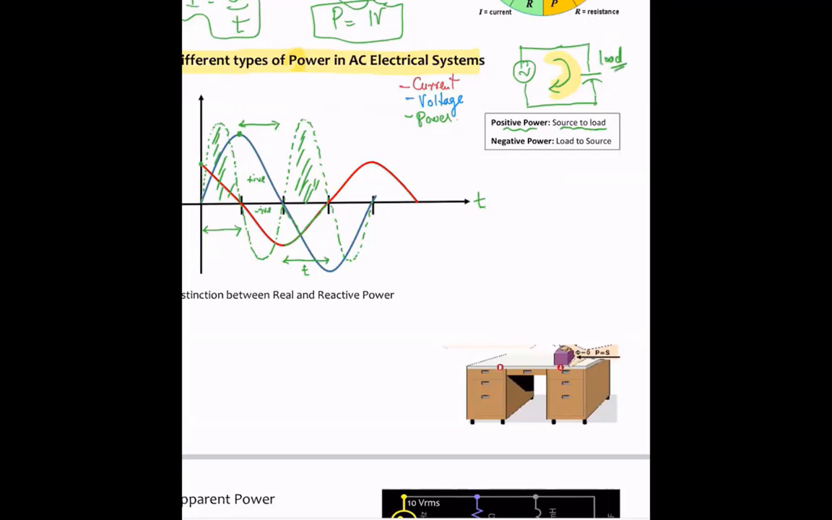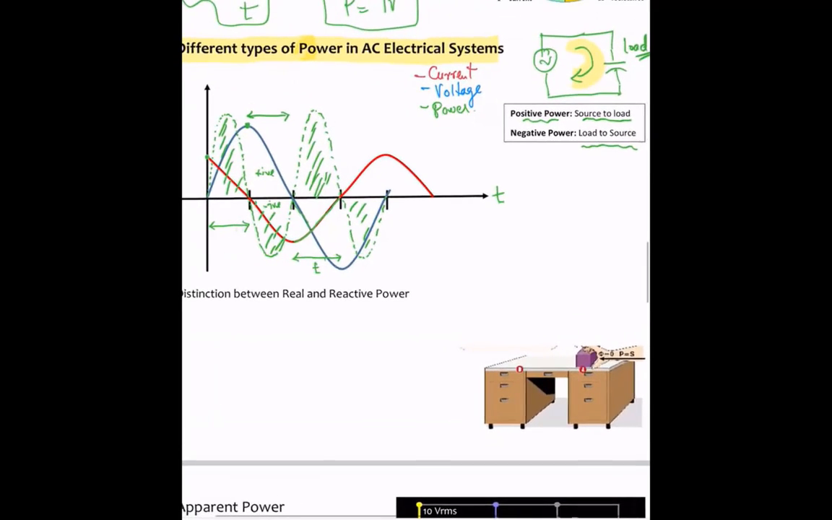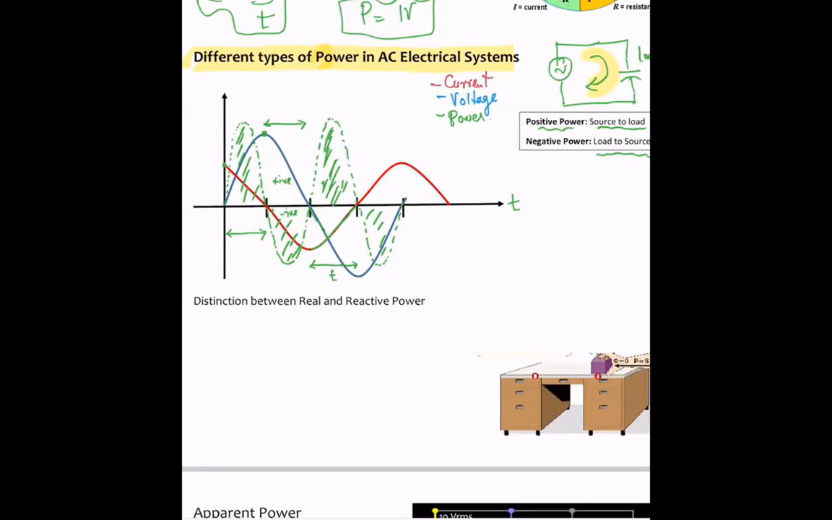Okay, negative power, what is happening over here? This part, negative power, is when power goes from load to the source. So the capacitor will start discharging. The real power that we know is actually associated with this positive power.